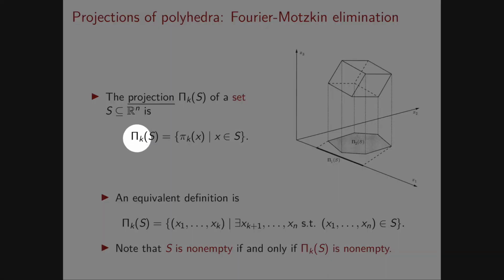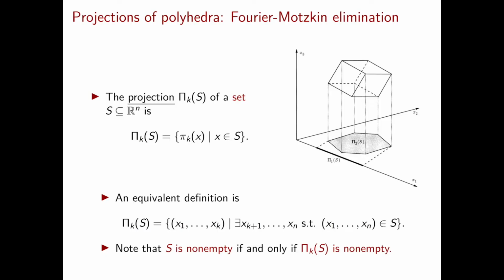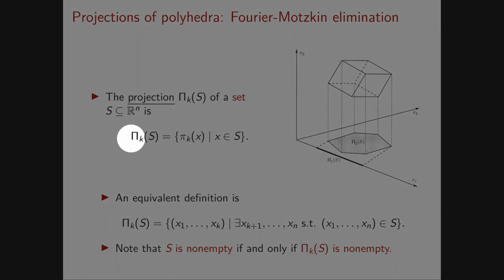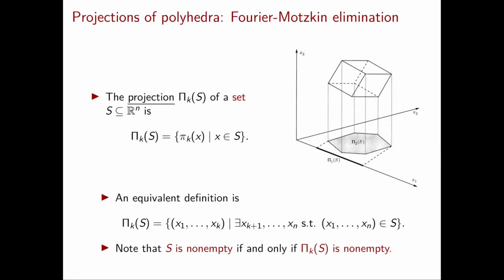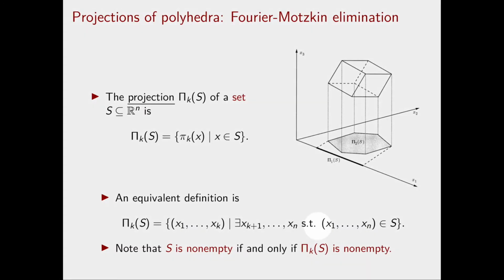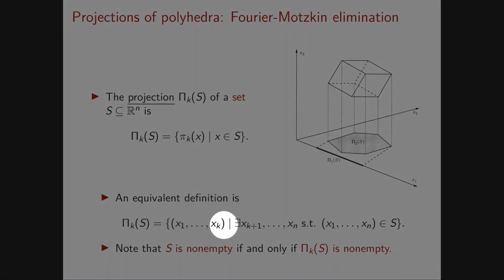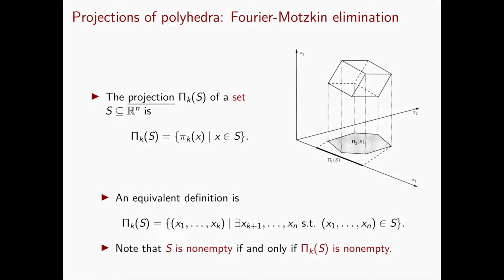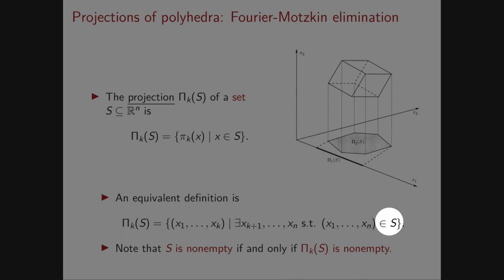In this definition, to define capital Pi, we also used pi. But of course, you can also obtain a definition of capital Pi that doesn't need that. Such a definition is written below. Pi k of S is the set of all vectors x1, ..., xk, such that there exist components xk plus 1 until xn, such that the vector obtained from x1, ..., xk by appending xk plus 1 until xn, which is x1 until xn, is in S. So it is the set of points in Rk for which there exists a vector in S with the same first k components.